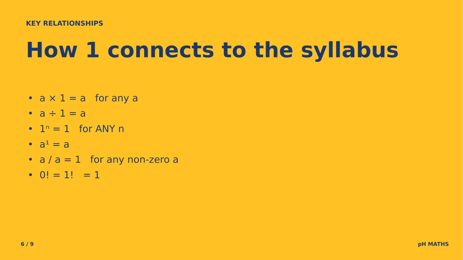Key relationships. A times 1 equals A. A divided by 1 equals A. 1 to the n equals 1 for any n. A to the 1 equals A. A divided by A equals 1 for any non-zero A. And 0 factorial equals 1 factorial equals 1. Notice how often the answer 1 falls out of an algebra problem. That's usually a sign you've simplified correctly and not made a mistake.